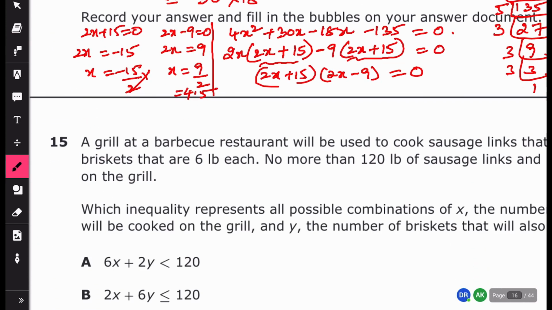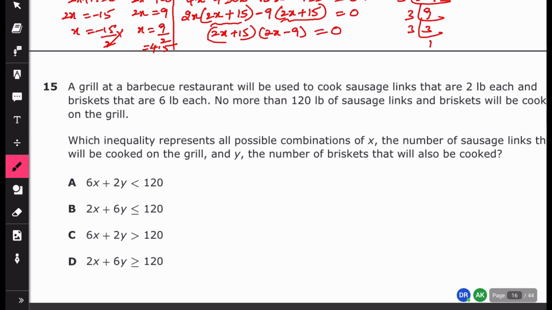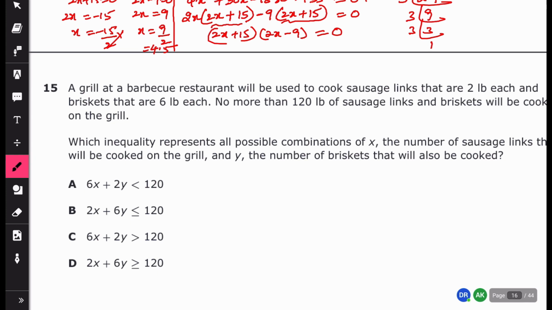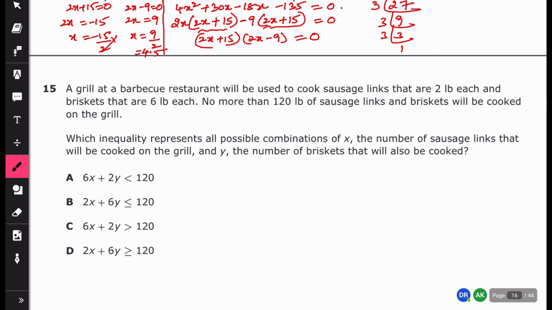That was the 14th one. Then next, the 15th one. Going into the 15th one, here what is given? A grill at a barbecue restaurant will be used to cook sausage links that are 2 pounds each and briskets that are 6 pounds each. No more than 120 pounds of sausage links and briskets will be cooked on the grill. Which inequality represents all possible combinations of x, the number of sausage links that will be cooked on the grill, and y, the number of briskets that will also be cooked?